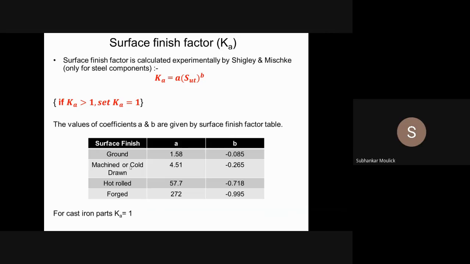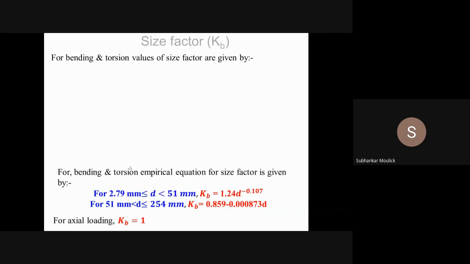No, sir. Okay. Next is KB. What is KB? KB is the size factor, because it is not necessary that every time in the industry you are using a 10 diameter shaft or 20 diameter shaft. Many different sizes of shafts are available. How size factor affects fatigue loading is given in this slide.